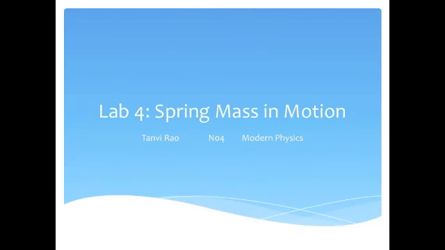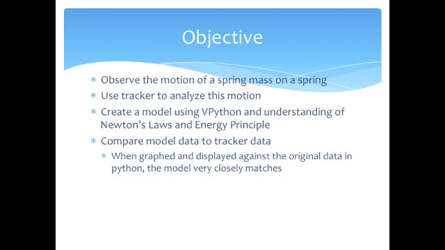Lab 4, Spring Mass in Motion. The objective of this lab was to observe the motion of a mass on a spring and analyze this motion to create a model with VPython, using your understanding of Newton's laws and the energy principle to correctly model the motion. My project was successful because the motion of my model was almost directly correlated to the motion of the spring mass in the original video.